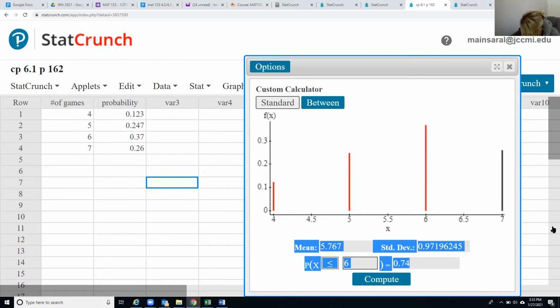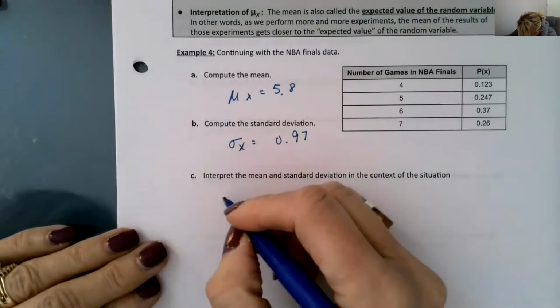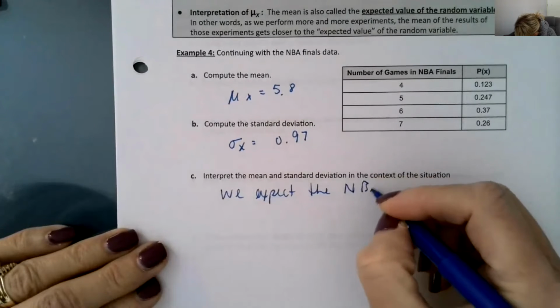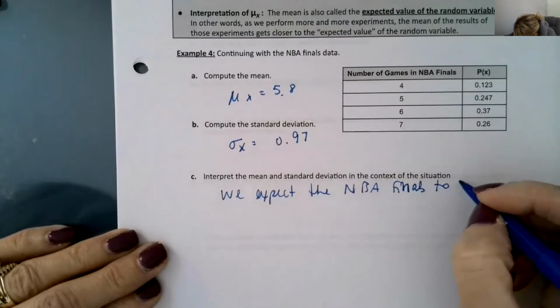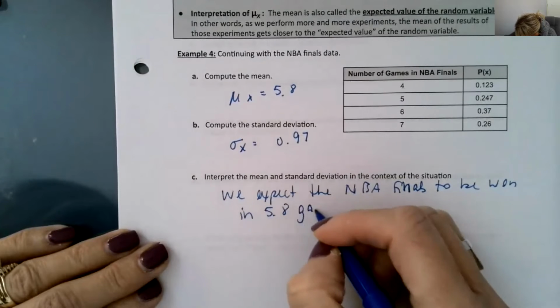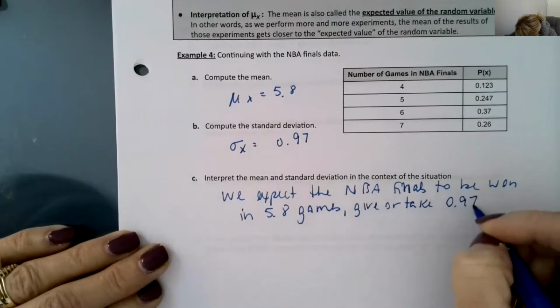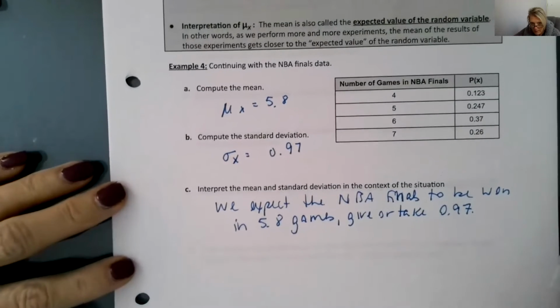Then it says, interpret the mean and standard deviation in the context of the situation. We can go back to our paper to make sure we're all writing down the same thing. So interpret: we expect the NBA Finals to be won in 5.8 games, give or take 0.97. Okay, that's one example.